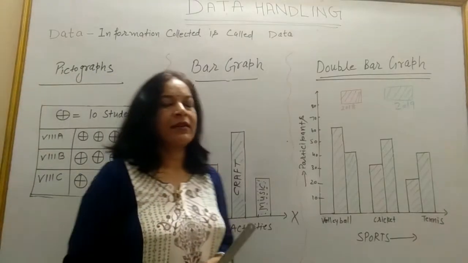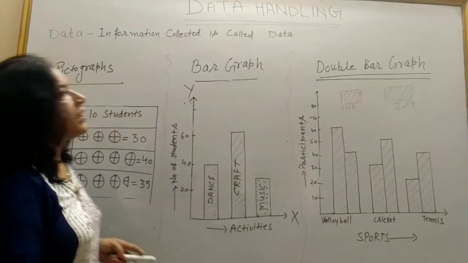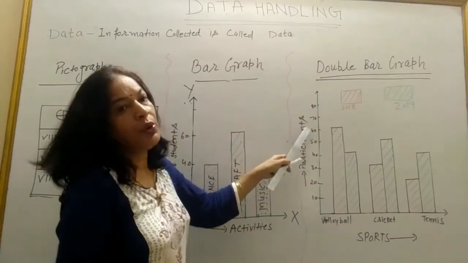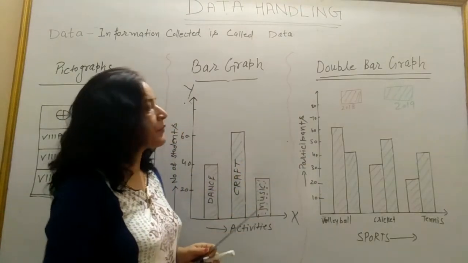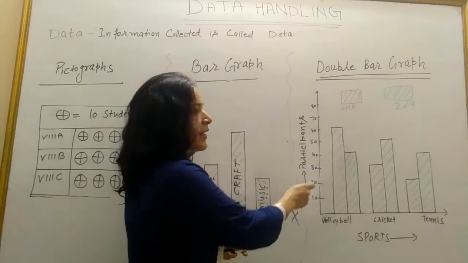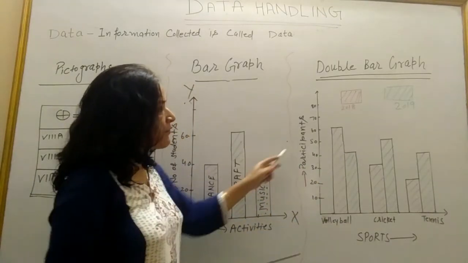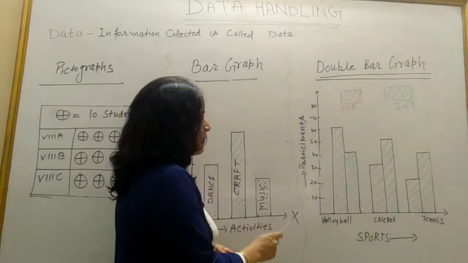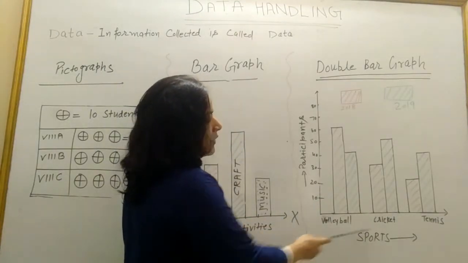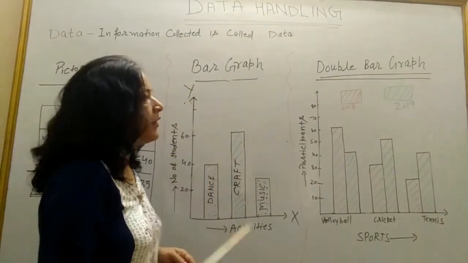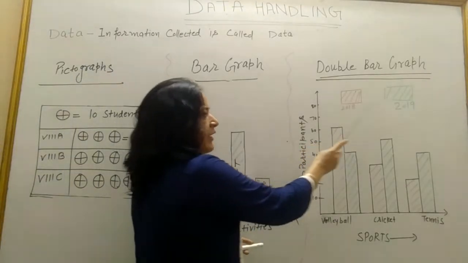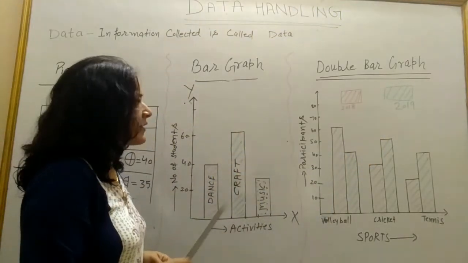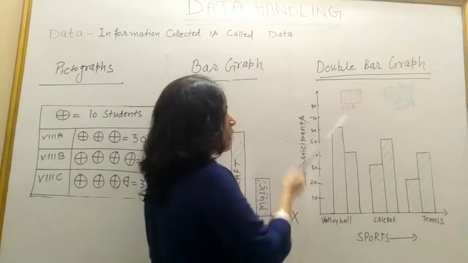And next, the double bar graph. We use a double bar graph to compare data. So here we represent two sets of data simultaneously. So it's very useful in comparing data. Here look, different sports joined in 2018 and 2019. Comparison between the sports activities joined in 2 years.